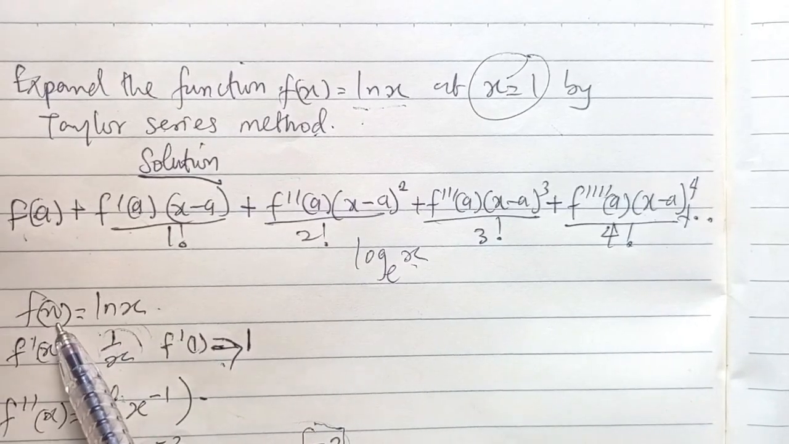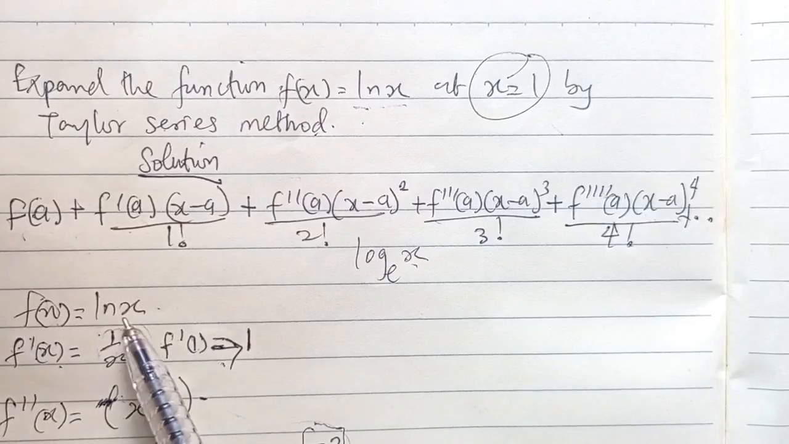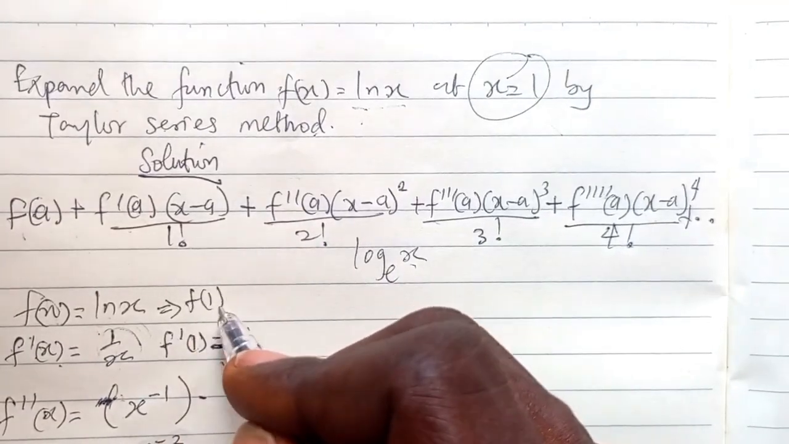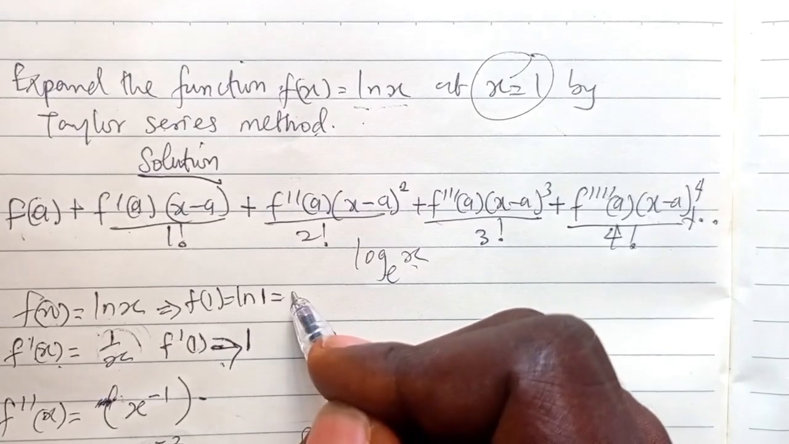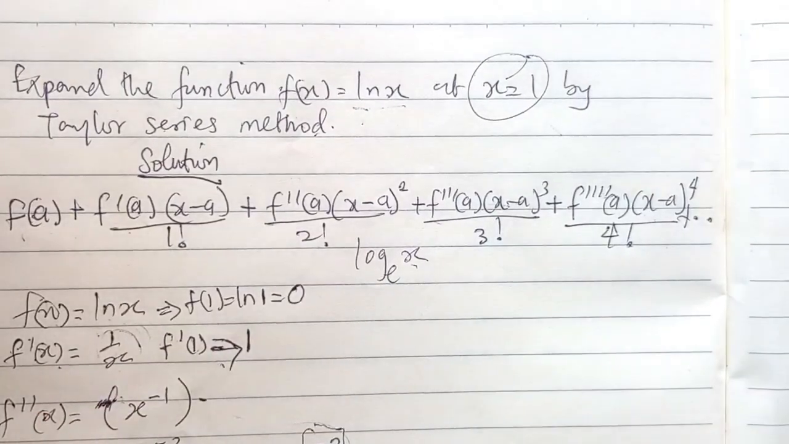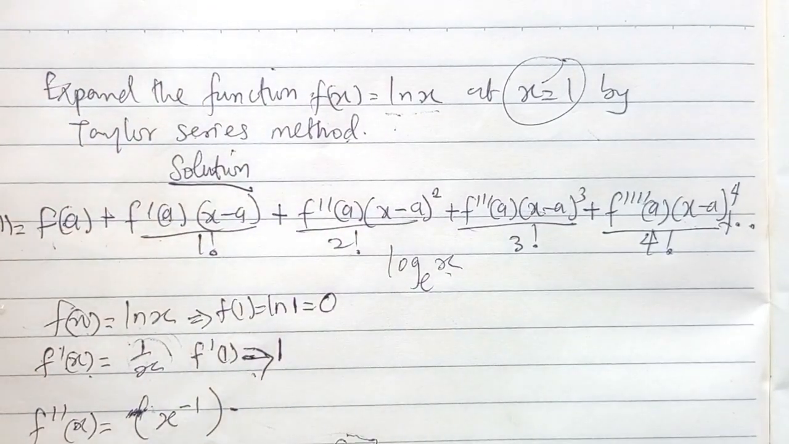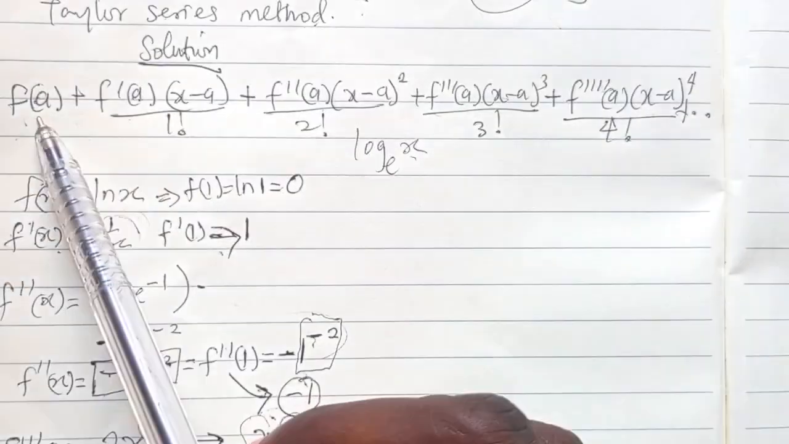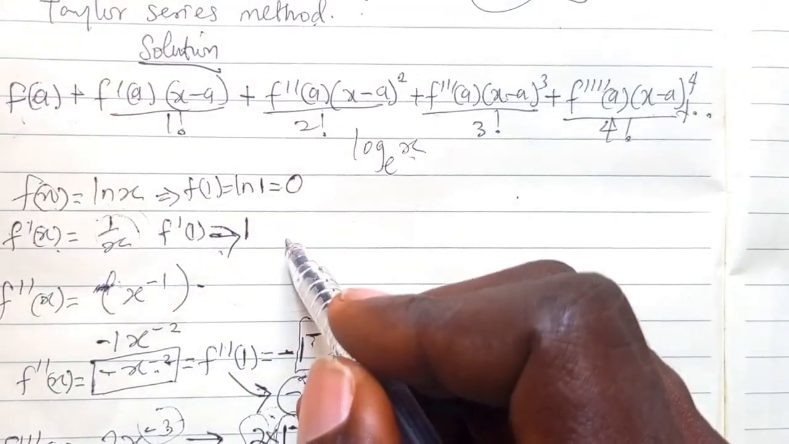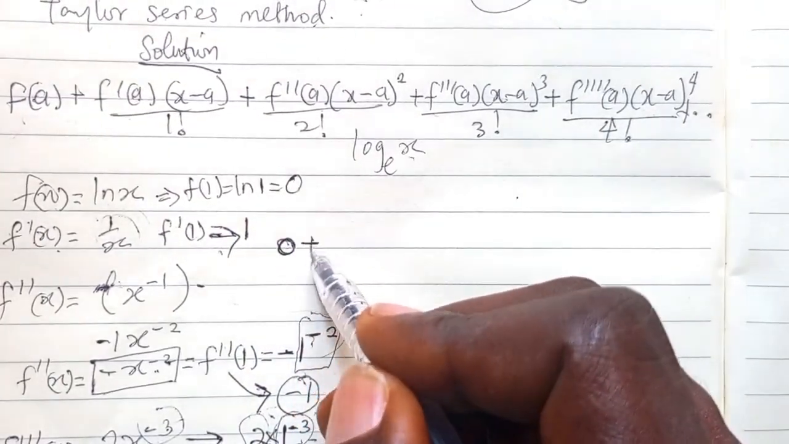I'm going to put f of 1 here. So f of 1 means ln of 1. Ln of 1 is 0. Okay, so I'm going to start with 0 now. The answer will now look like this. I'm starting with f of a, which is f of 1. So f of 1 gave me 0. So that will be 0 plus.